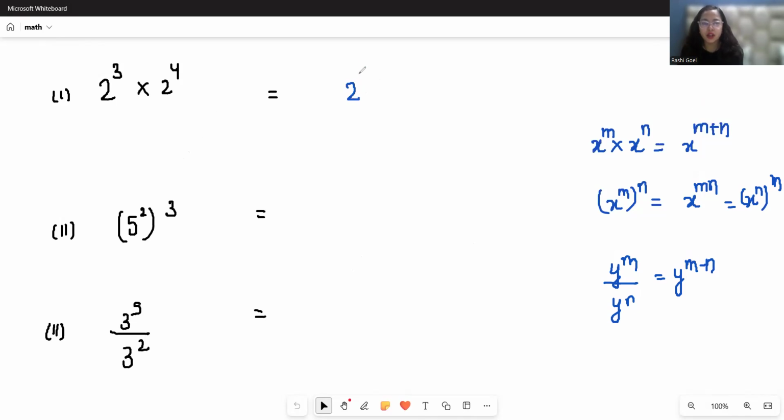So first we can write it as 2 power 3 plus 4, which is equals to 2 power 7. Now 5 power 2 power 3, 5 power 2 times 3, that is 5 power 6. And this is your homework question, the third part. Write down your answer in the comment box.